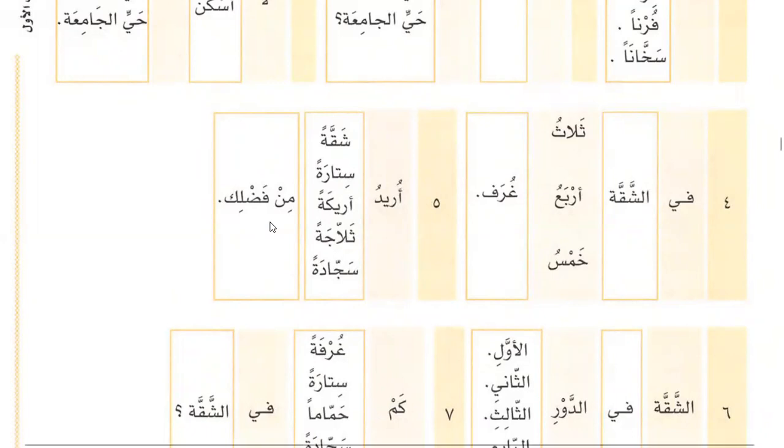Uridu arika min fadlik. I want a sofa, please. Uridu salaja min fadlik. I want a fridge, please. Uridu sajada min fadlik. I want a rug, please.